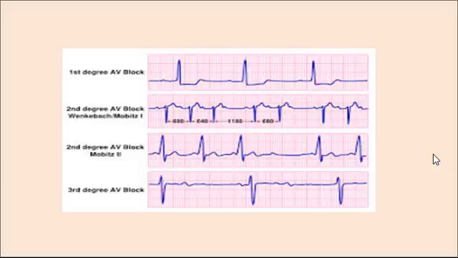Are they toxic? Is their level greater than 2? Quinidine is another one that can do it. Procainamide. There are drugs that can be toxic levels and cause heart blocks, and also can lead to an arrest.